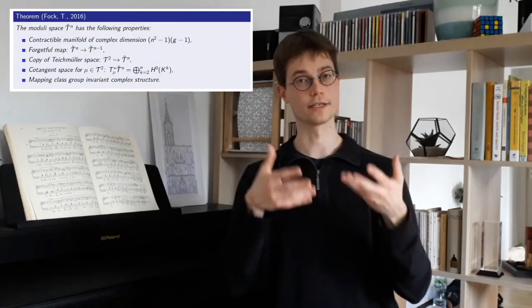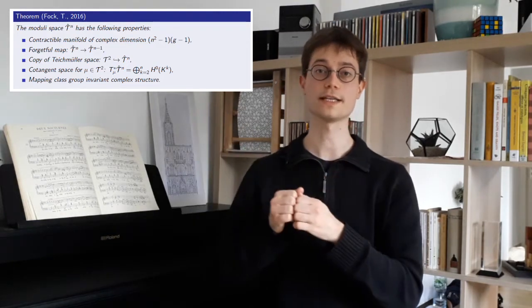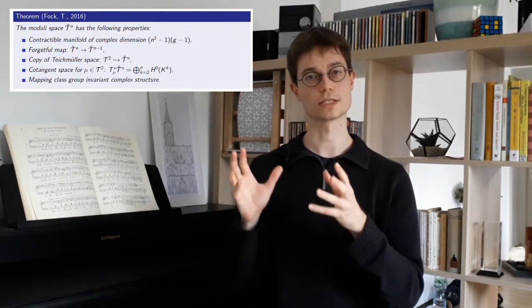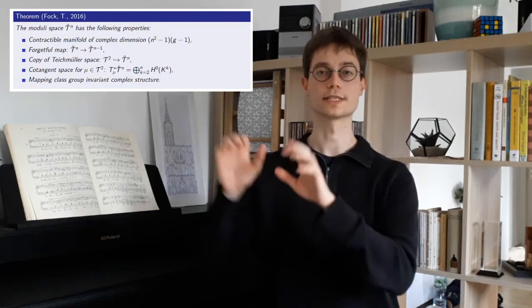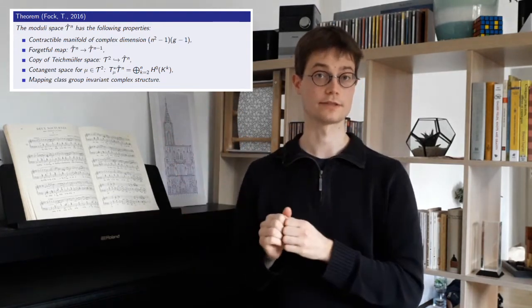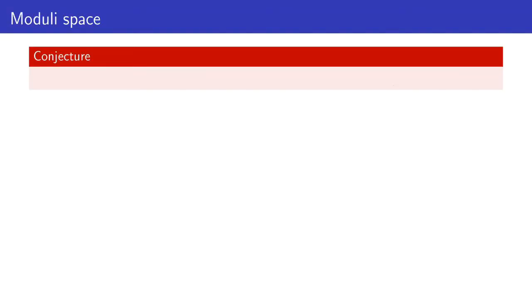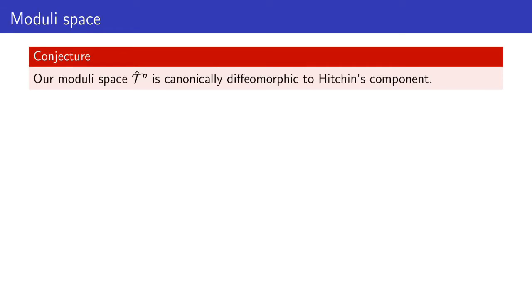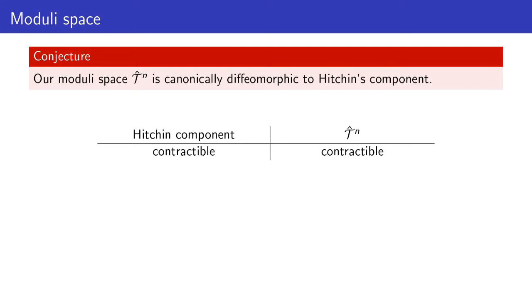So when you see this theorem about our moduli space, and if you know some properties of the Hitchin component, you will see lots of similarities. This is why we have the main conjecture, which is that our moduli space should be canonically diffeomorphic to the Hitchin component. So let's compare these two spaces more in detail. Both spaces, our moduli space and the Hitchin component, are both contractible, and they both are of the same dimension.